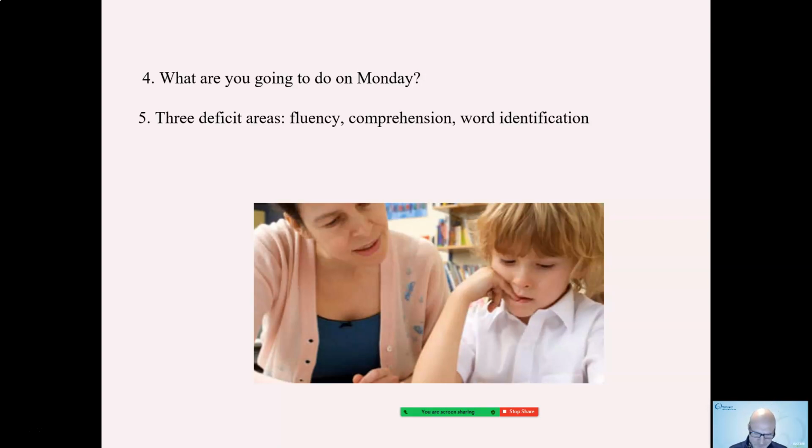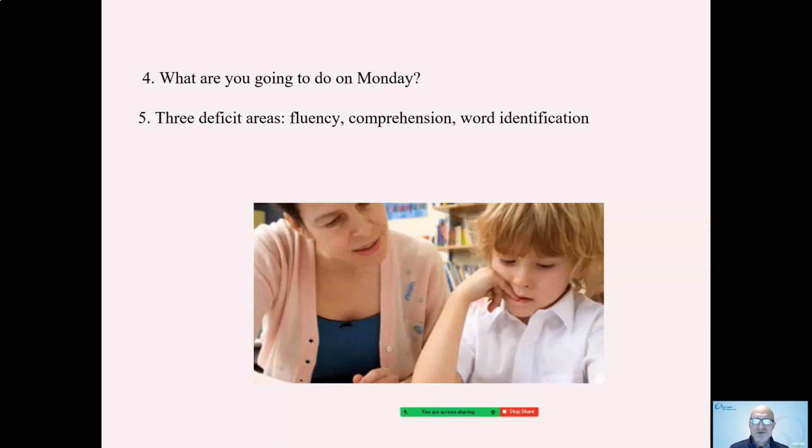In reading, there are 3 deficit areas: fluency, comprehension, and word identification or word recognition. Now, struggling readers are not standardized entities. They're not all the same. Some students may struggle on all 3, some 1, some 2. They're not all the same. And here's the big idea related to struggling readers. This is why one size does not fit all.